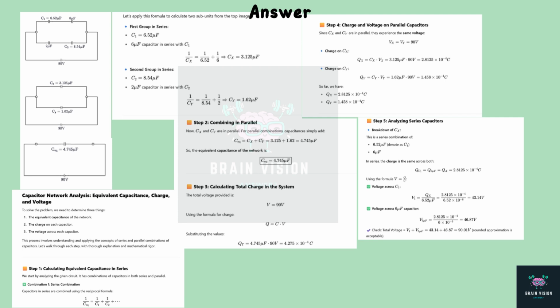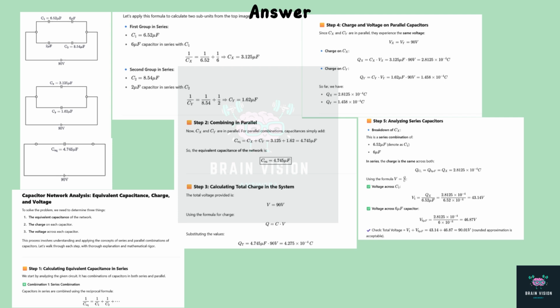Let's apply this formula to calculate two subunits from the top image. First group in series: C1 equals 6.52 µF, with a 6 µF capacitor in series with C1. 1/Cx equals 1/6.52 plus 1/6, so Cx equals 3.125 µF. Second group in series: C2 equals 8.54 µF, with a 2 µF capacitor in series with C2. 1/Cy equals 1/8.54 plus 1/2, so Cy equals 1.62 µF.